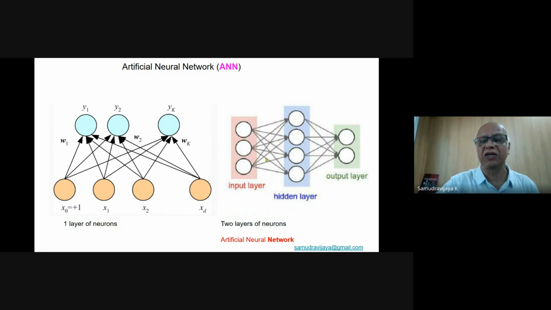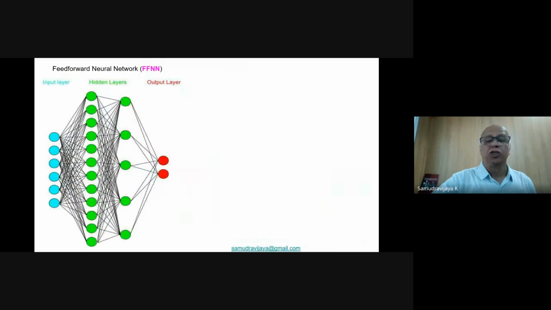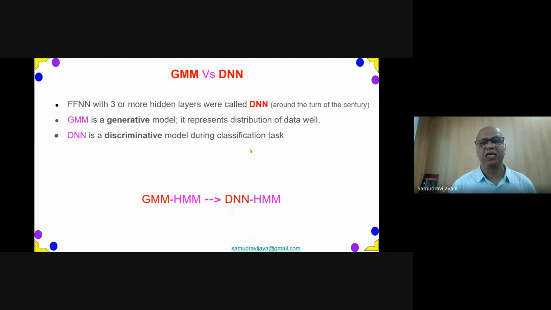We can have layers of neurons. Some three decades ago, when the number of layers of neurons was two or four, such a system was called a deep neural network. These days, deep neural networks have tens or even 50s of layers. But the feed forward neural network, I'm skipping it.